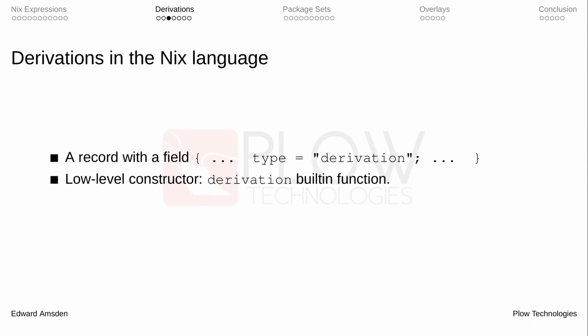So at the Nix language level, like we said, we're building a record with this attribute, but it needs some other things too. And so there's a built-in constructor in the Nix language called derivation.